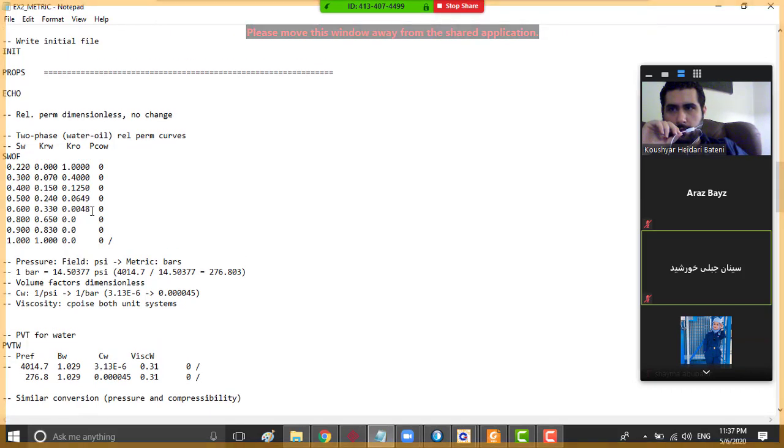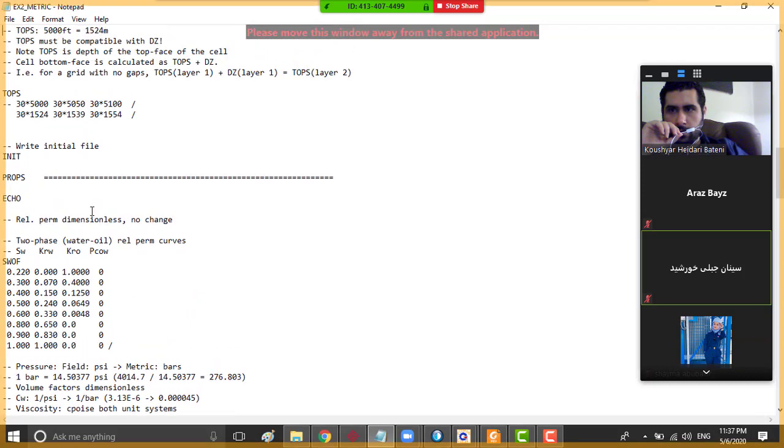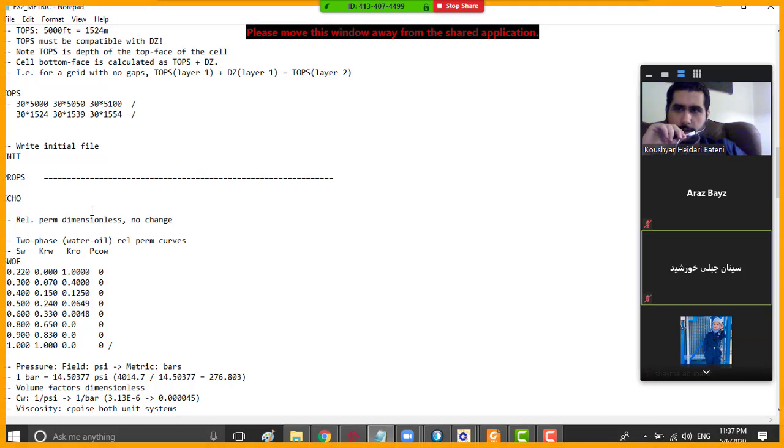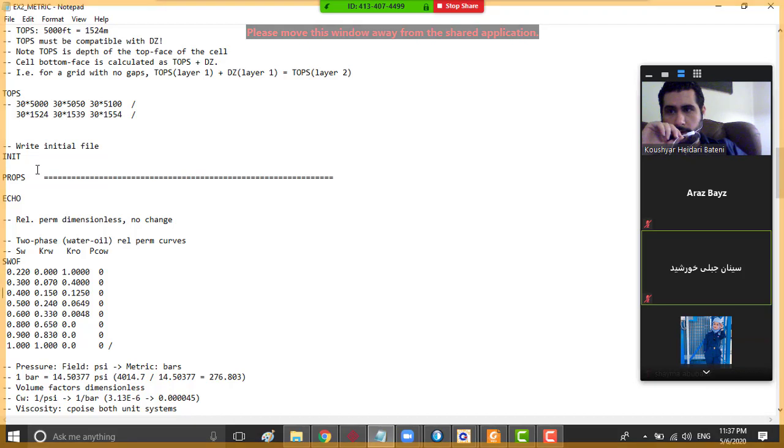The title of the data file was exercise 2 metric, right? Now, the last keyword that we got acquainted with was the TOPS keyword, and that was the end of the GRID section. In the PROPS section, we're going to have a different set of keywords. Now, what does the PROPS section do?